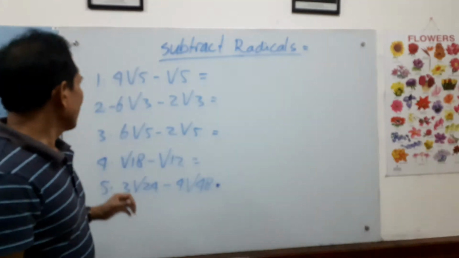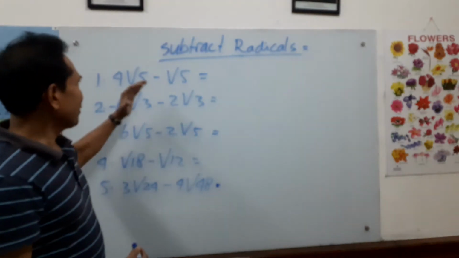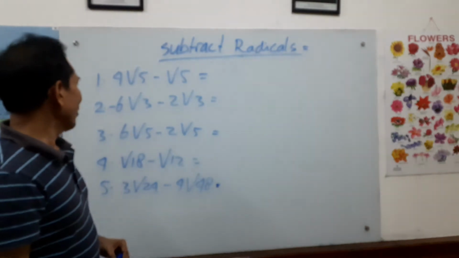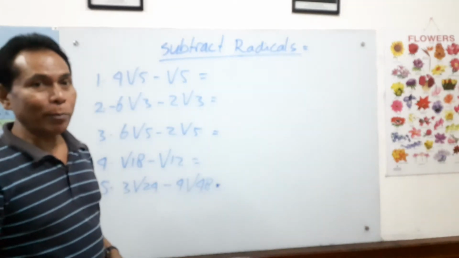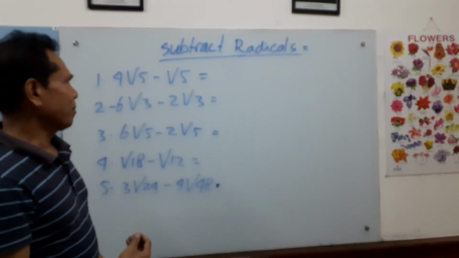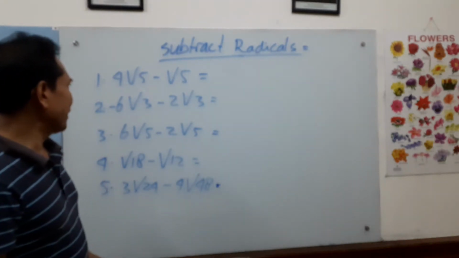Okay, so I put some questions here for us to study together how we subtract radicals. There are 5 questions here. We are going to look at these questions one by one. We use these questions to study the subtraction of radicals. So let's look at the first question, okay?